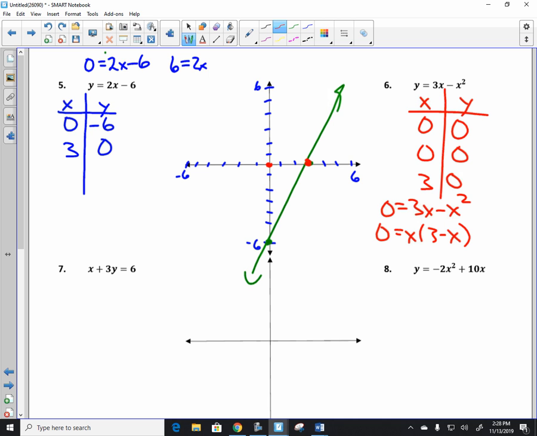Now, do you remember, does this go right side up or upside down? Upside down, very good, because we have a negative x squared. And there you got it. And there's your parabola.